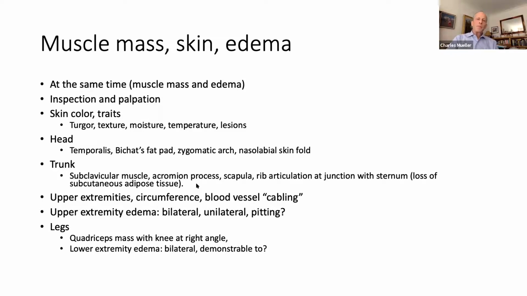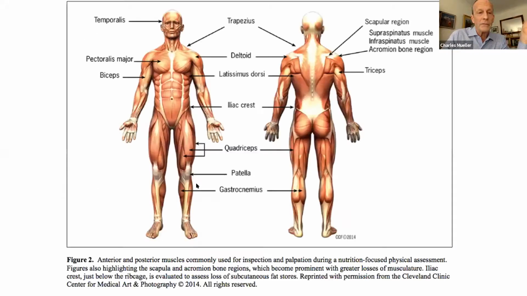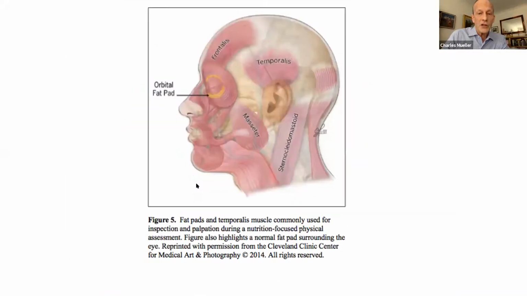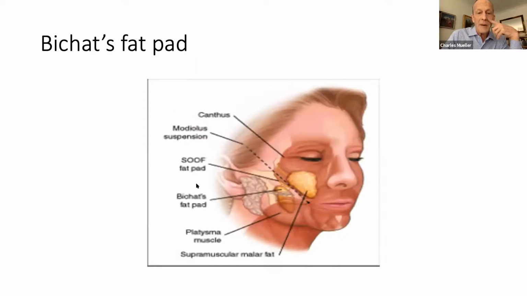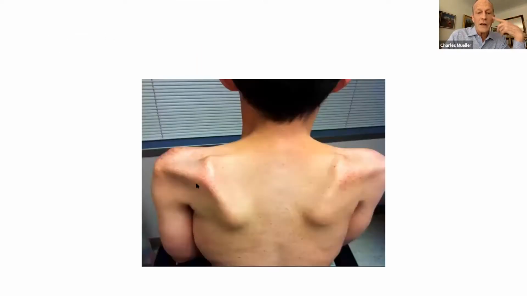But we're going to probably, as nutritionists, concentrate mostly on muscle, skin, and edema. We're going to be looking at muscle mass and third spacing of fluid. How much are they depleted? Edema, yes or no? It's going to tell you what kind of malnutrition they have. And these are just pictures that take you through it. You can see it in the head area. You can see it in the Bichat's pad underneath the cheekbone.